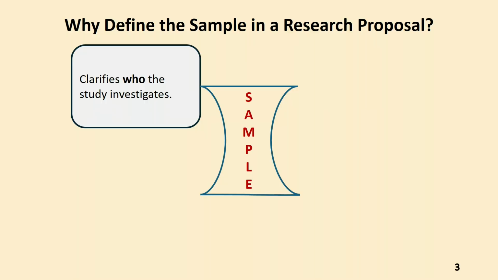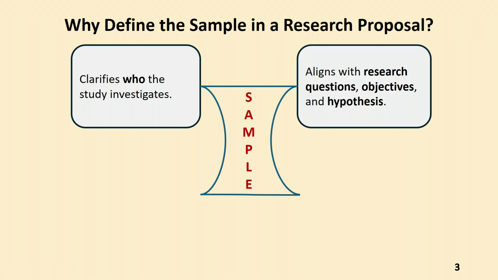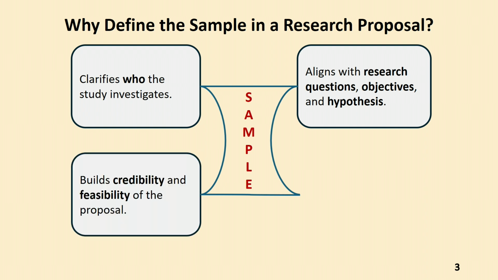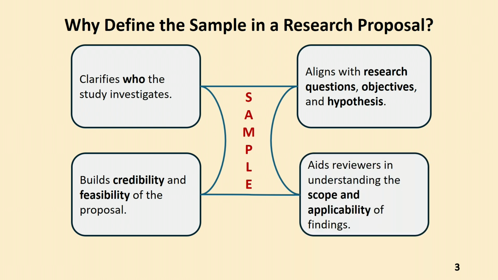It clarifies who the study investigates. Very important, over whom you are going to execute all your plans, that has been mentioned with the sample, and you are defining it in a research proposal. Second, it aligns with the research question, objective and hypothesis. Third, it builds credibility and feasibility of the proposal. Fourth, it aids reviewers in understanding the scope and applicability of findings. You can see clearly on the screen that there are four major aspects of why to define the sample in a research proposal.